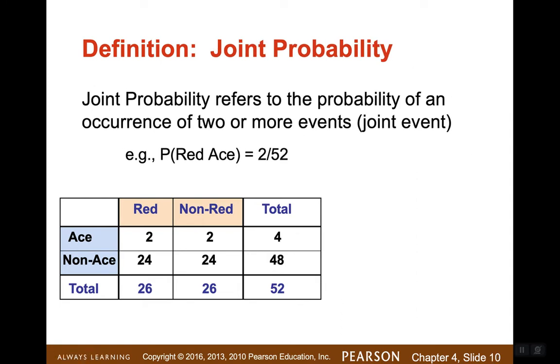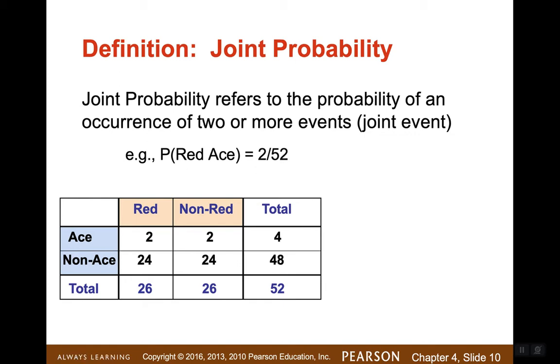Joint probability, as we said, refers to the probability of an occurrence of 2 or more events. So in this case, as we described it, the probability of a red ace would be considered a joint probability. And once again, we can use our table, we can use our construct here to enable us to figure out our calculations for the probability.